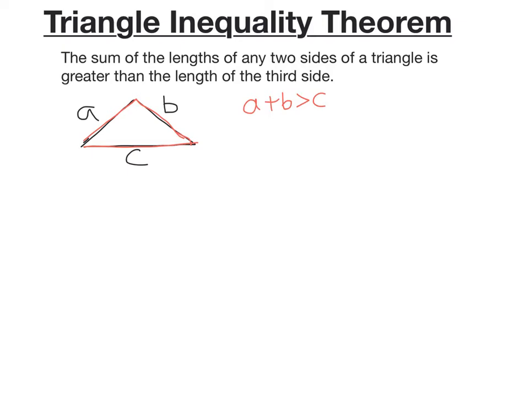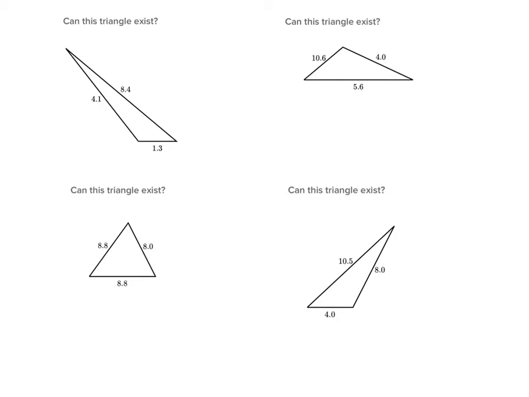Now this also applies if we add A and C together. That has to be longer than B. A plus C is greater than B. Also, right? Same applies if we have B and C added together. That has to be bigger than A. B plus C is greater than A. So really this theorem gives us three different inequalities, three different relationships. This triangle inequality theorem tells us a lot about what triangles can exist and which triangles can't exist.